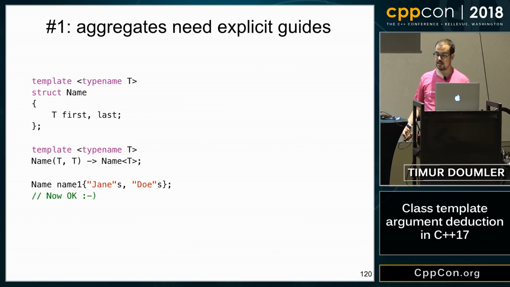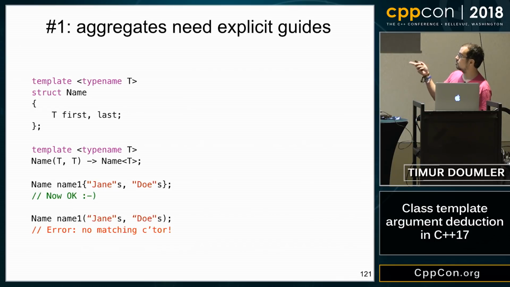So basically that's the rule: any aggregate needs a deduction guide if you want to work with CTAD. And then it would work, right? The curlies would match that guide signature, it would deduce T, and then it would perform aggregate initialization on T, in this case string. It wouldn't work with parens.